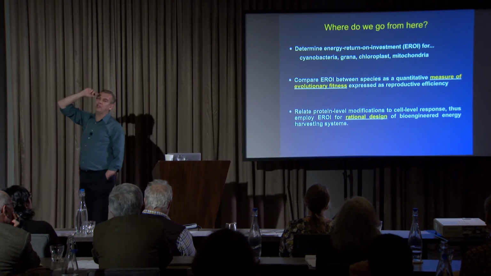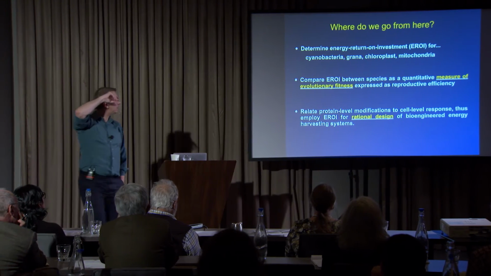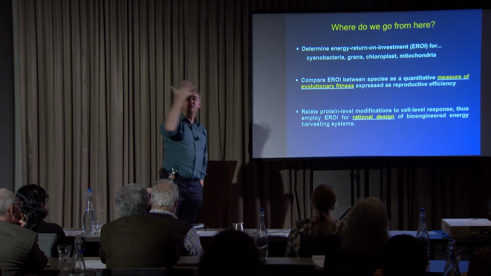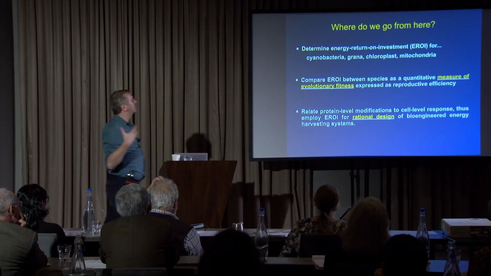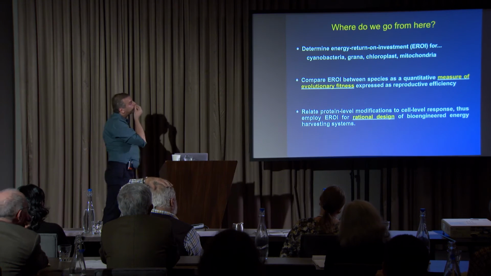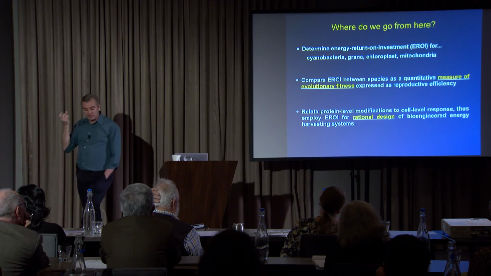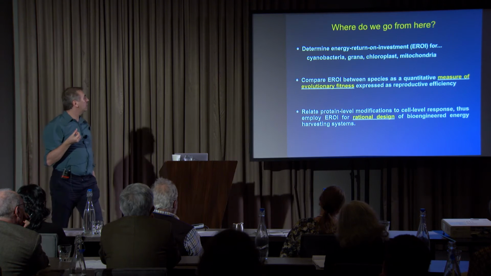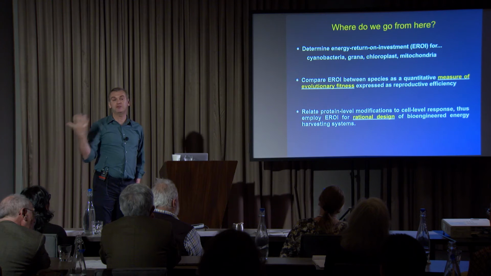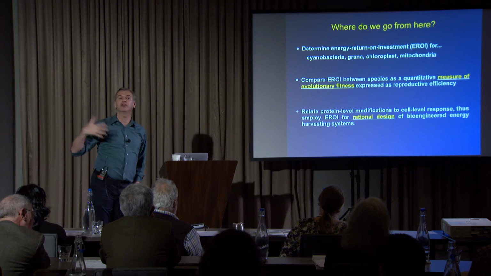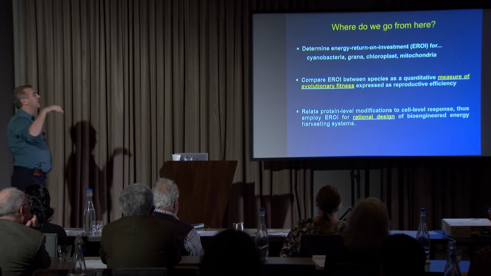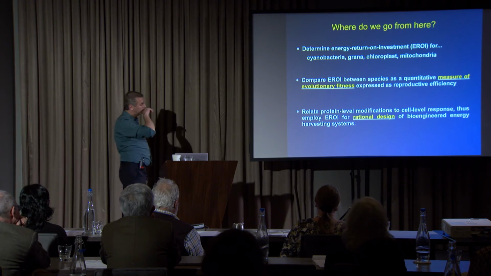So normally this would be the end of my talk. Where do I go from here? Well, I'd like to repeat this construction for other systems, such as cyanobacteria and plant granum, and eventually towards the mitochondrial respiration. And I would like to use energy return on investment as a comparison between the species. If one of the species can outperform the other and can out-evolve it, how would you quantify evolutionary fitness in terms of energy return on investment?